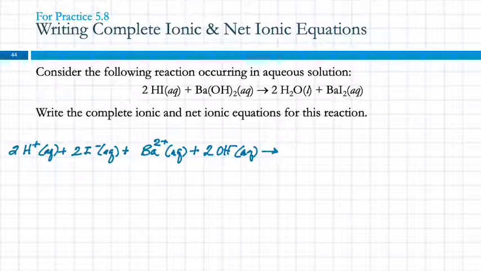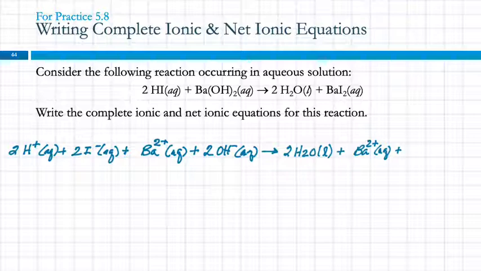Water has the state symbol liquid, so I'm going to leave it alone and just copy it. And then barium iodide is aqueous, and so I'm going to write the individual ions. Ba2 plus, and I2, that's 2 iodide ions. That's my complete ionic equation.